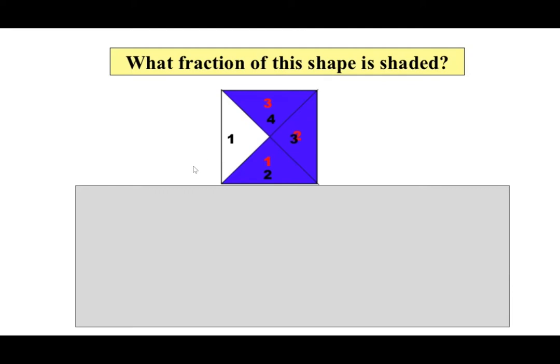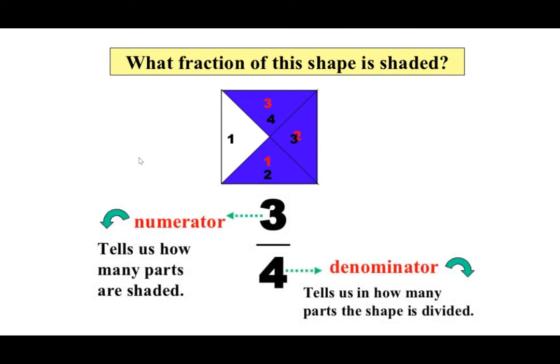So, again, think about it. All right, now how many equal parts are there? All together, that's your denominator. And then how many are shaded would be your numerator. Okay, think about it. And the numerator tells us how many parts are shaded, which are 1, 2, 3.